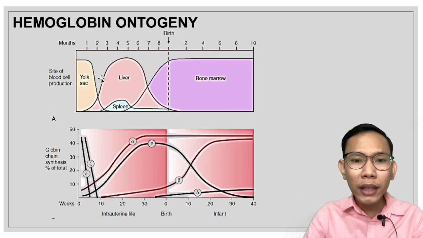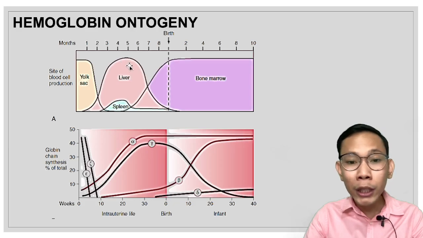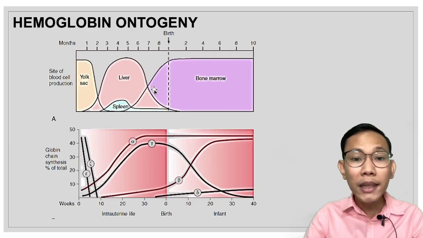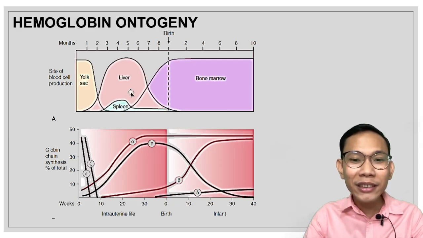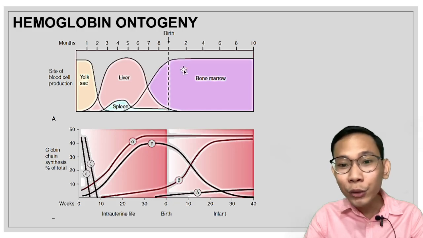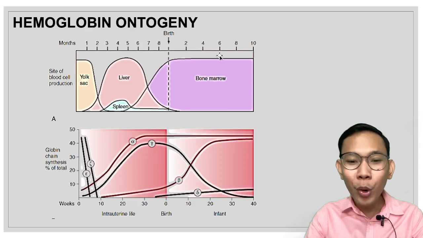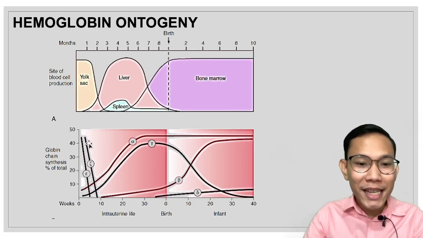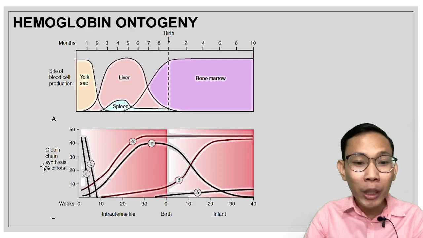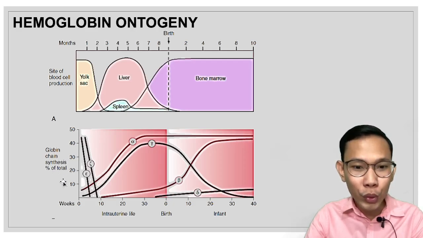And then, usually at the later stage of your first trimester up to the later part of your second trimester, the site of the blood cell production is your liver and spleen. And then, at the late part of your third trimester until adulthood, the site of blood production is your bone marrow. Tapos, tingnan natin anong mga uri ng globin chain synthesis ang na-produce.